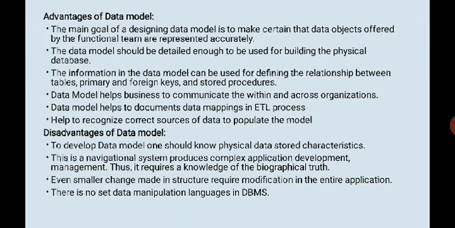The information in the data model can be used for defining the relationship between tables, primary and foreign keys, and stored procedures. A data model helps businesses to communicate within and across organizations. A data model helps to document data mapping in ETL processes. They help to recognize correct sources of data to populate the model.